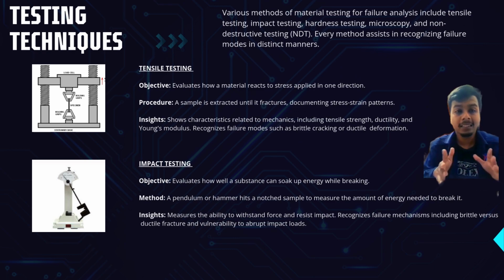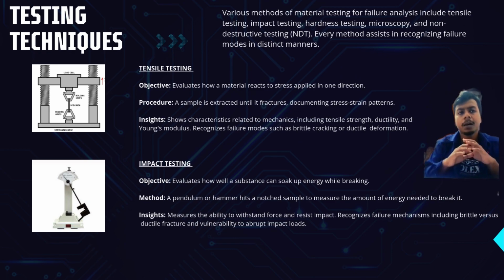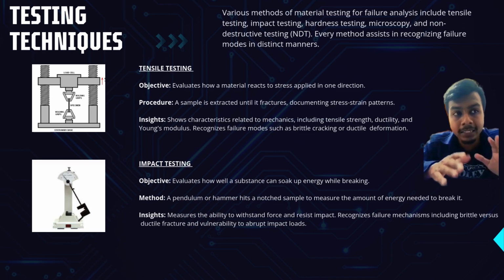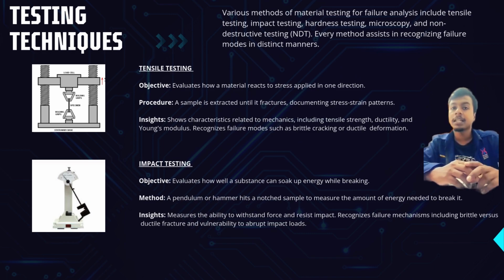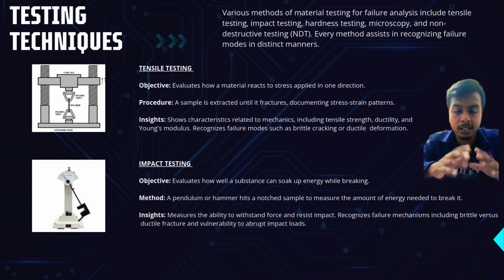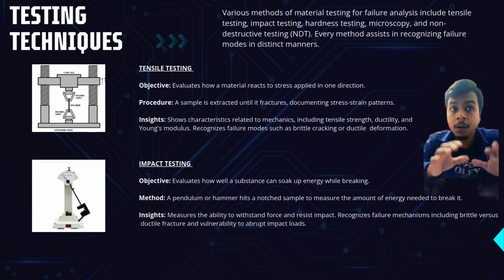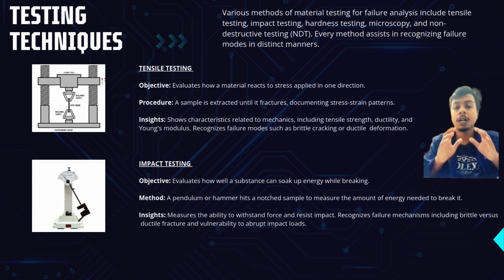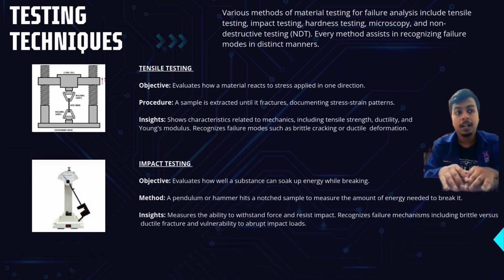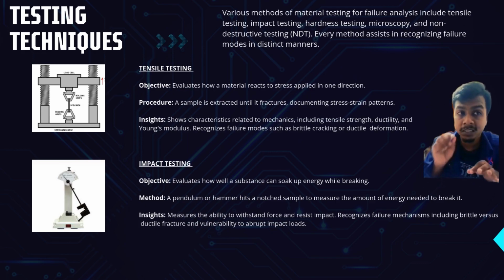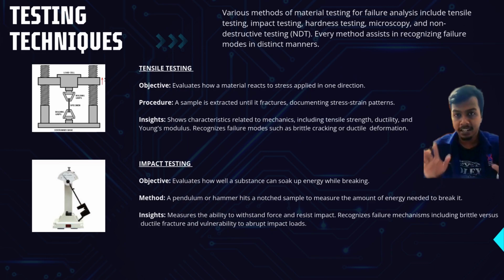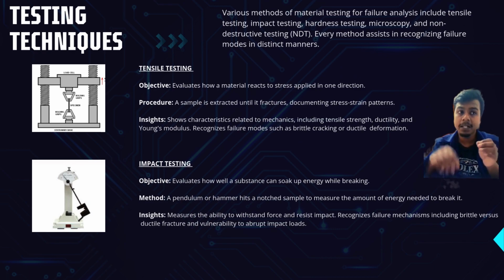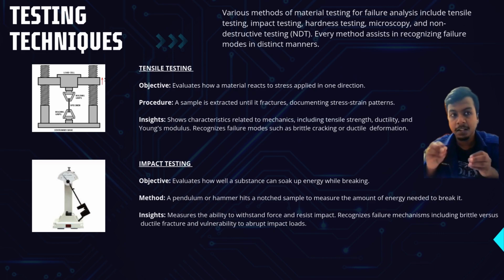Now we see testing techniques. Various methods of material testing for failure analysis include tensile testing, impact testing, hardness testing, microscopy, and non-destructive testing (NDT). Every method assists in recognizing failure modes in distinct manners. First, we see tensile testing. It evaluates how a material reacts to stress applied in one direction. Procedure: a sample is stretched until it fractures, revealing stress-strain patterns.